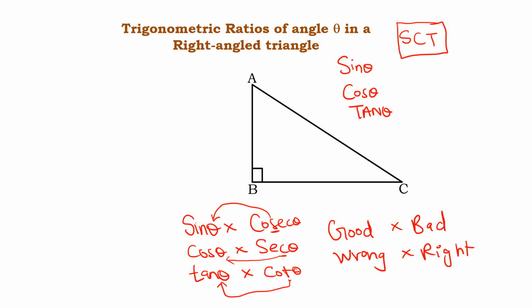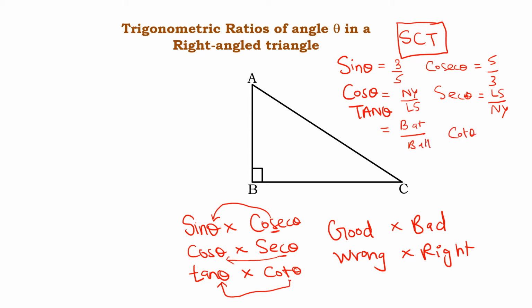Now, what do you mean by opposite? Opposite means, for example, if I say sine theta is 3 upon 5, then we can say that cosec theta is equal to 5 upon 3. If cos theta is equal to New York upon Los Angeles, then sec theta will be equal to Los Angeles upon New York. And similarly, if tan theta is equal to bat upon ball, then cot theta is equal to ball upon bat.